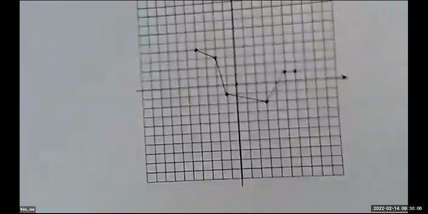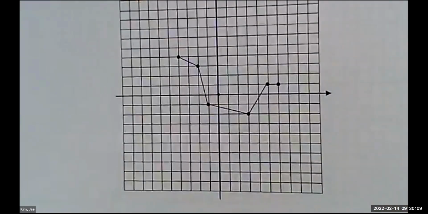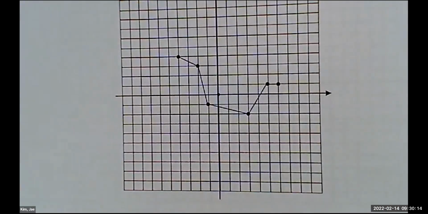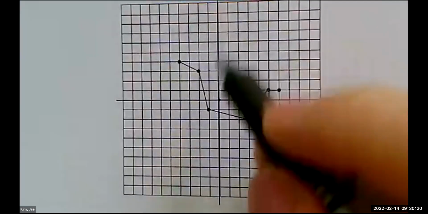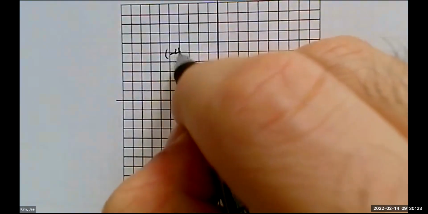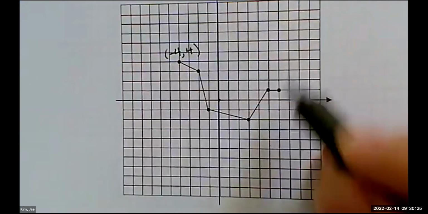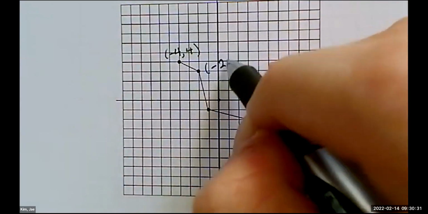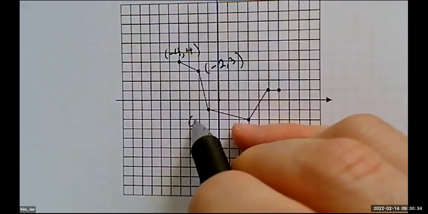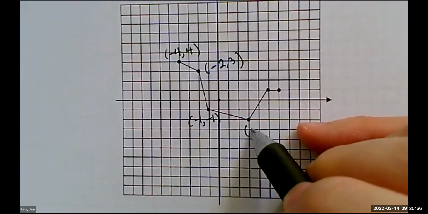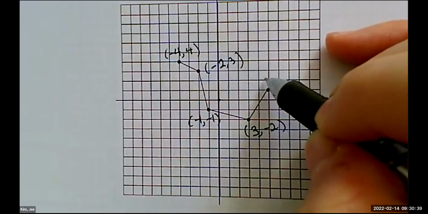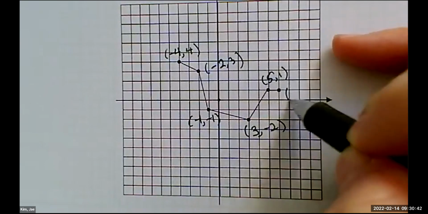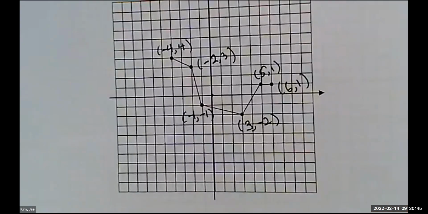Consider this function. Now, I purposely gave you something that looks like the Big Dipper, like a constellation, to show you that this application can happen to anything. Take a look. If this was my function and I have the points, I'll start with (-4, 4). That's the first one. What else is there? We have (-2, 3). We have (-1, -1). That's (3, -2). This is (5, 1), and (6, 1). Okay, just to show you what those points are.